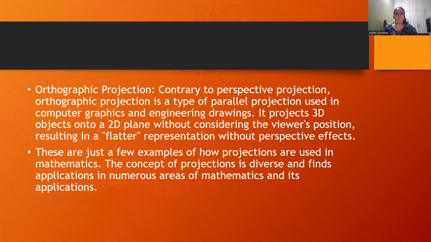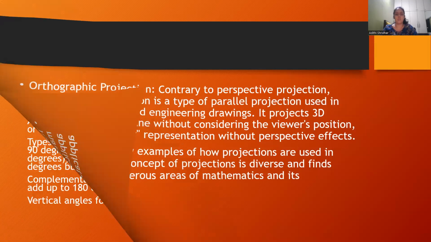Orthographic projection. Contrary to perspective projection, orthographic projection is a type of parallel projection used in computer graphics and engineering drawings. It projects 3D objects onto a 2D plane without considering the viewer's position, resulting in a flatter representation without perspective effects. These are just a few examples of how projections are used in mathematics. The concept of projections is diverse and finds its applications in numerous areas of mathematics and its applications.